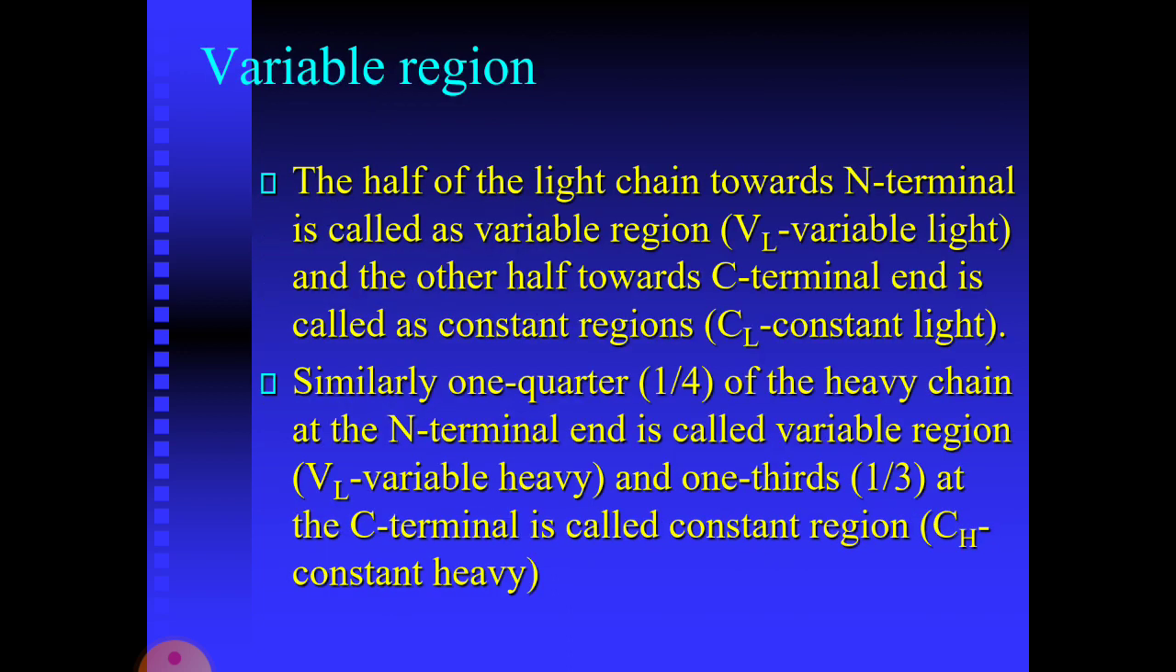Variable region. The half of the light chain towards the N terminal is called the variable region, designated as VL, variable light chain, and the other half towards the C terminal end is called the constant region. Similarly, one quarter of the heavy chain at the N terminal end is called the variable region, and three quarters at the C terminal is called the constant region.